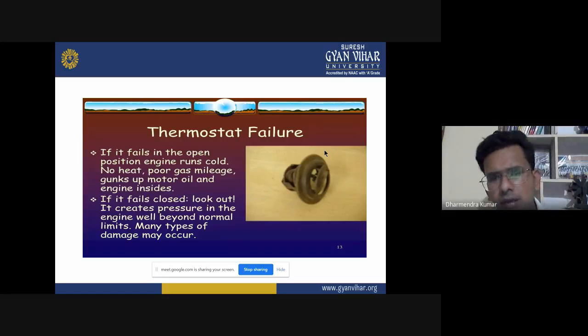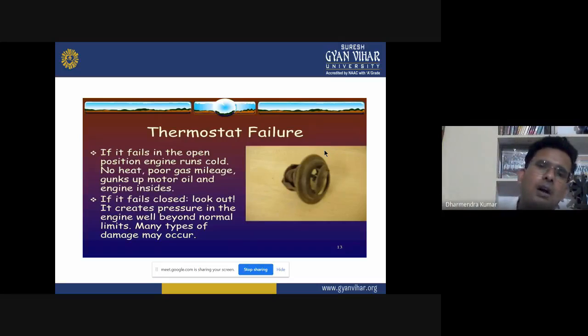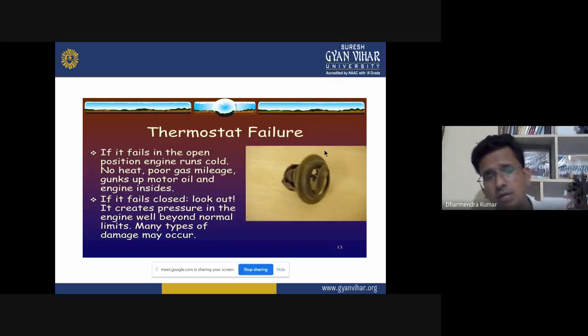Many types of damage may occur if the thermostat fails, because it senses the temperature and sends a signal to the relevant component to do the cooling of any component which has a rise in temperature or is getting heat.